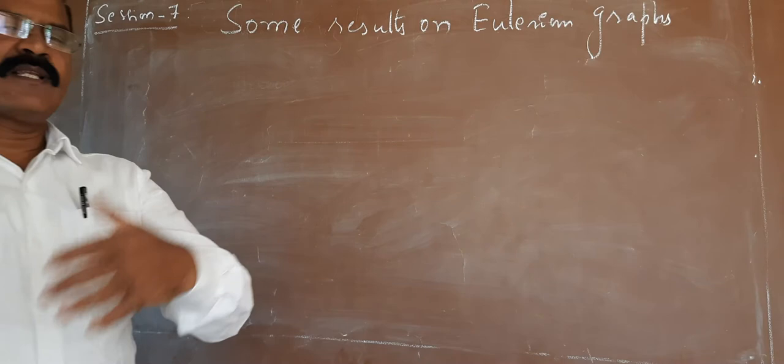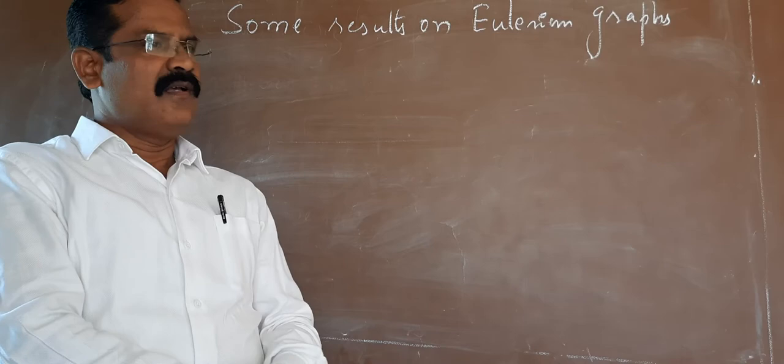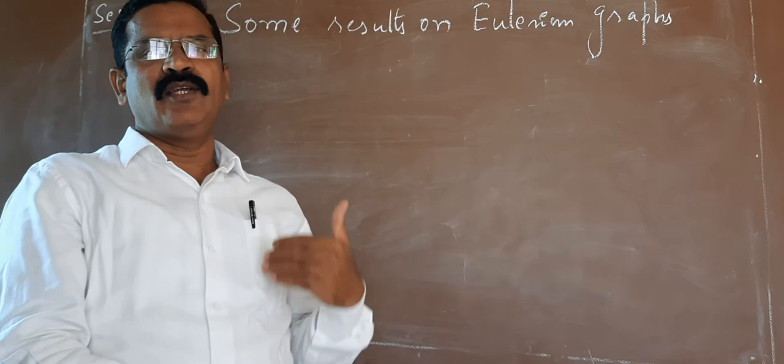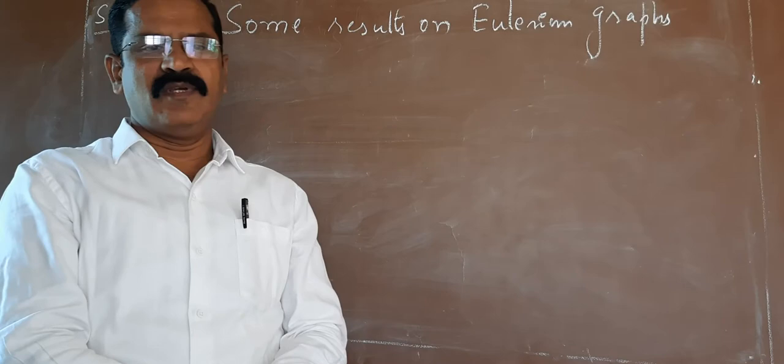In the previous class, we discussed the characterization of Eulerian trail and Eulerian graph. So those results we have discussed already. Now we consider some additional results, some examples where we can apply those theorems to particular graphs. Let me consider one example first.